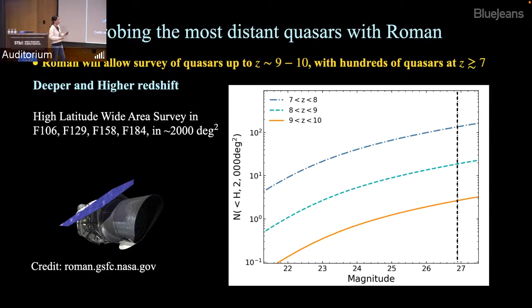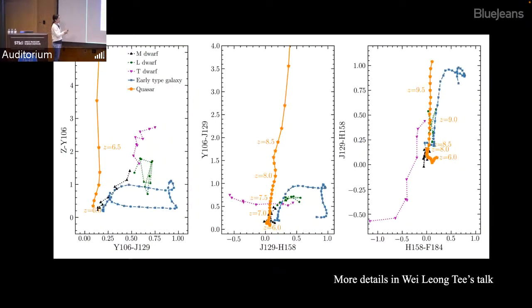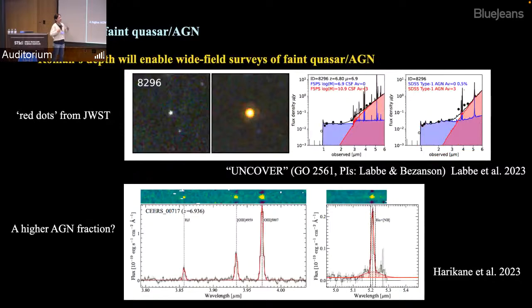So at redshift 7, 8, 9, now we can see the different numbers expected, predicted based on the current quasar luminosity function. So this is what we expect from the new quasar surveys. And here, for these 4 filters, our group is already working on the color selections for these high redshift quasars at different redshift ranges. So we will hear more details from Weilong's talk this afternoon. And that's about the quasar selection.